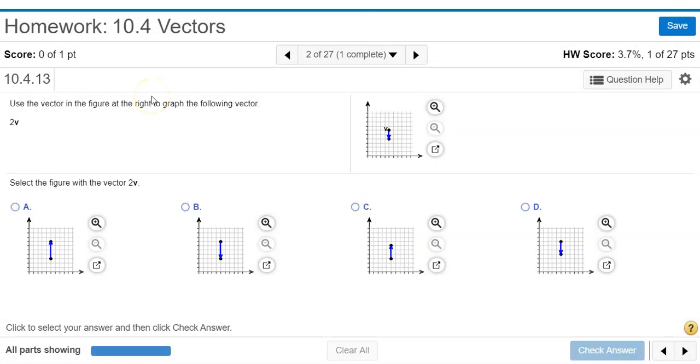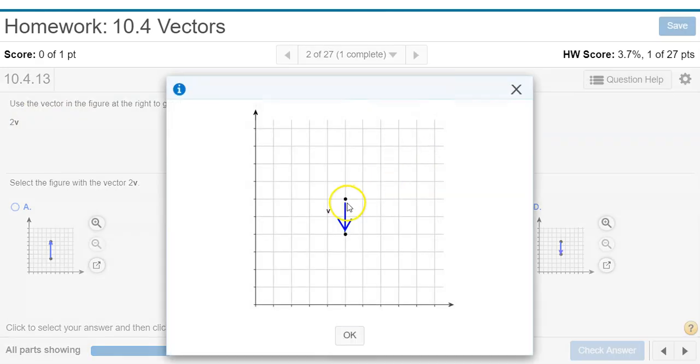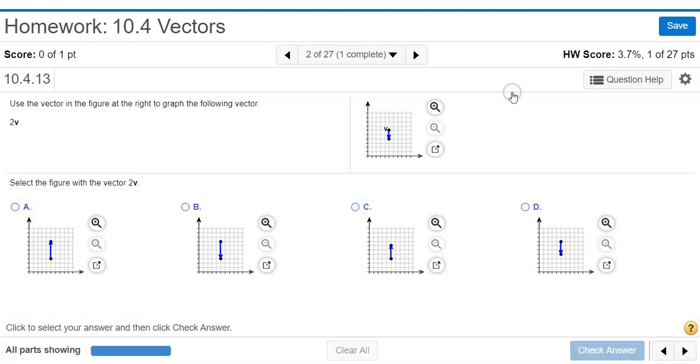Next, we are now multiplying vectors by a coefficient which is called a scalar. So we're multiplying vector v by 2. So whatever v is, we're just going to double it. We're going to double its length. So v is a vector that's going down 2 units. So if we double that, that just means it's going to be going down 4 units. So it would still be going down.